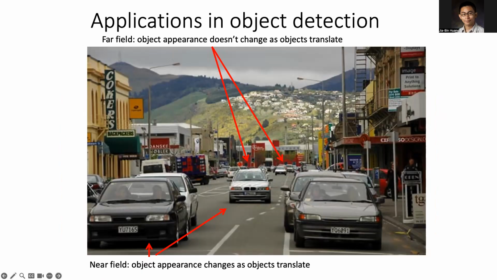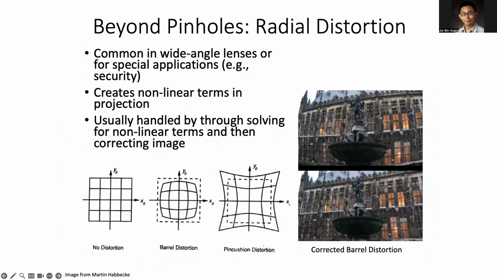For example, the reason why you can do object detection is because you assume that the objects further away are typically similar, right? So that's why you can do sliding window detection. There's some other things, for example, radial distortion, where wide field of view cameras usually have this kind of transformation that's nonlinear, but you can use some simple parameters to undistort the image.